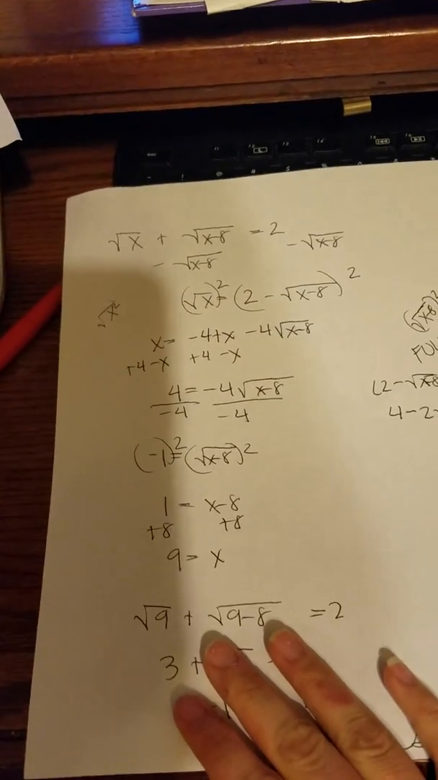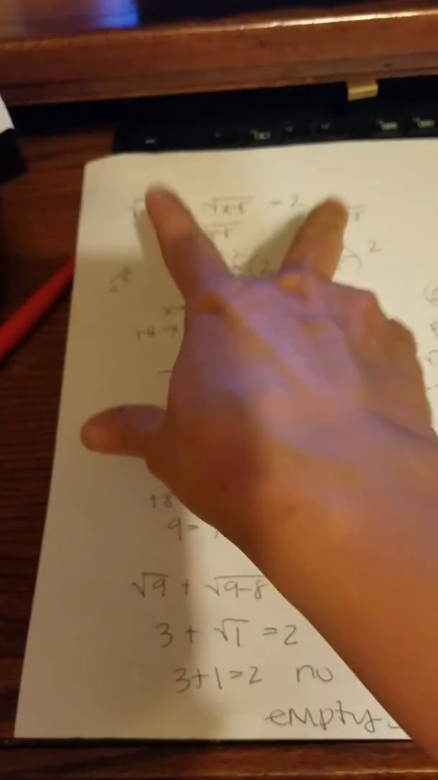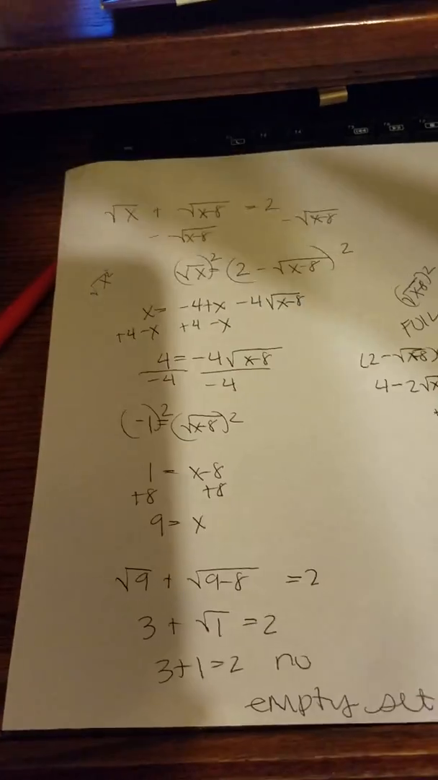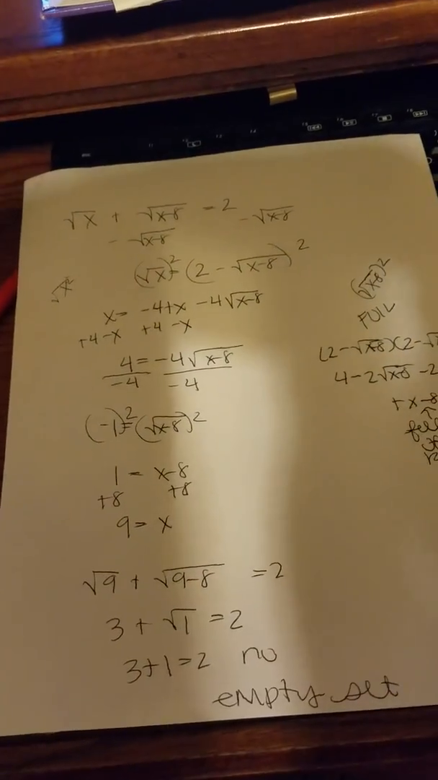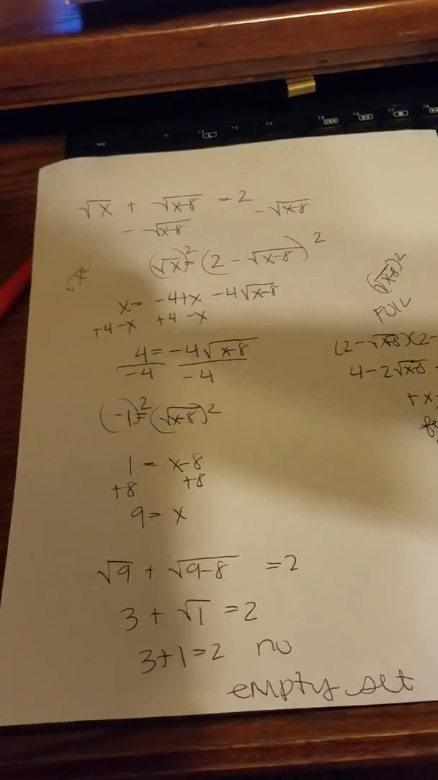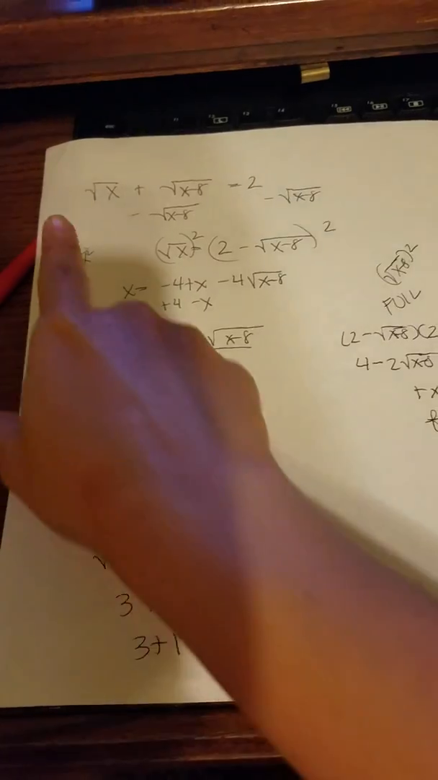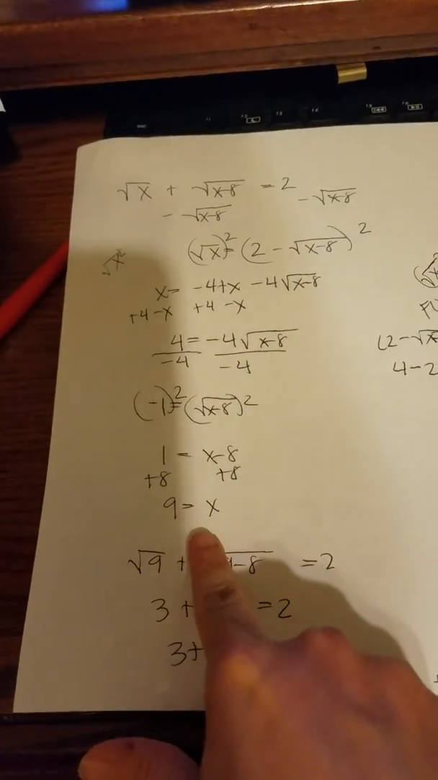So what we want to do before finalizing our answer is substitute it back in to check. You want to be in the habit of doing that with all of your radicals because a lot of times you can have answers that don't end up working out, okay? So we put that back in the original equation. You have the square root of 9 for the square root of x. So we're proposing that 9 is the solution.